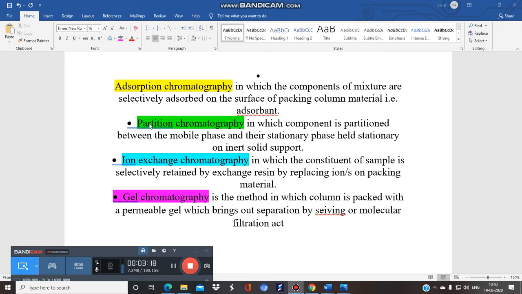We know that in partition column chromatography, components partition between the mobile phase and the stationary phase held on an inert solid support. Basically, the principle of gas chromatography, or paper chromatography, works on partition. HPLC, high pressure liquid chromatography, also works on the principle of partition chromatography. Then ion exchange, in which we use a resin. And in gel chromatography, we use a specially permeable gel and the separation takes place.